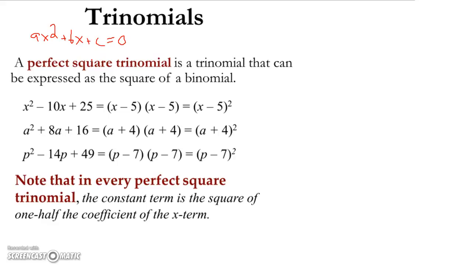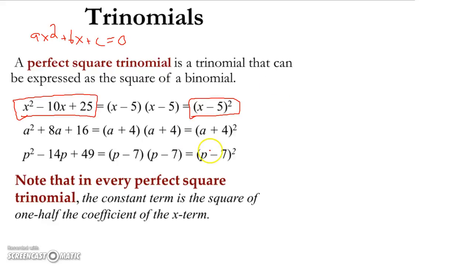And some of these are going to be called perfect square trinomials. That means that the quadratic equation can be expressed as the square of one binomial. So if you look at this equation right here, x squared minus 10x plus 25, the factors of it are x minus 5 times x minus 5, or x minus 5 squared. We're going to use this concept to help us solve some of these quadratics in a technique called completing the square. We'll see that on the next slide.